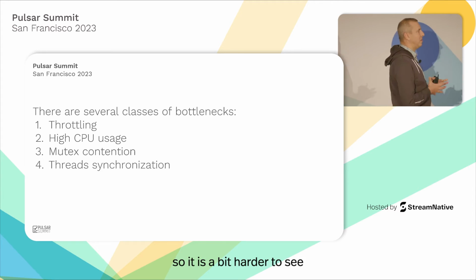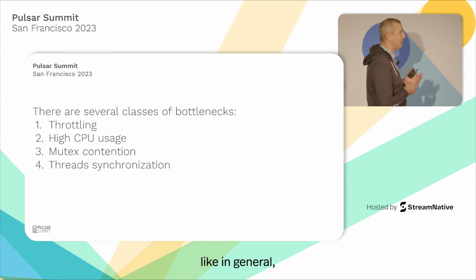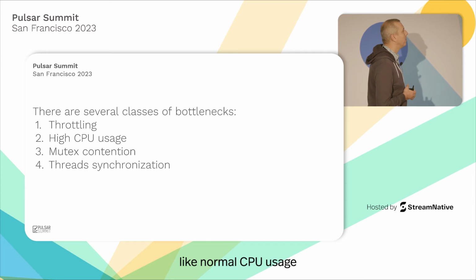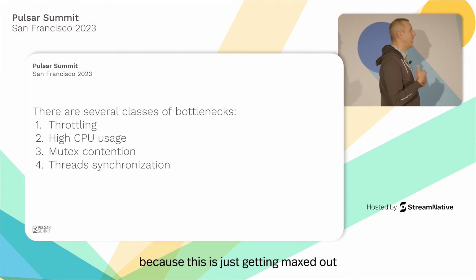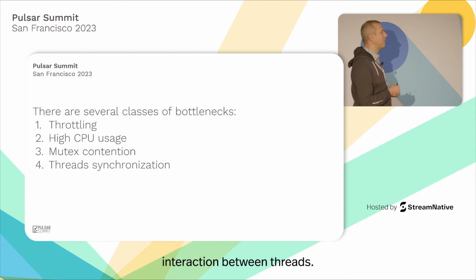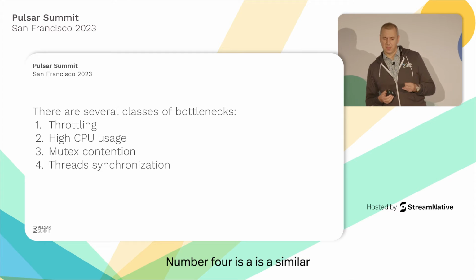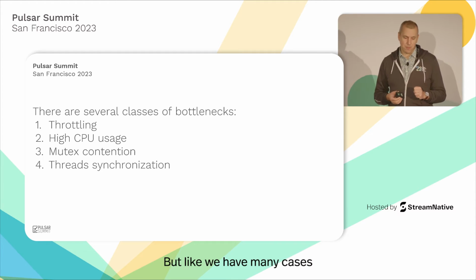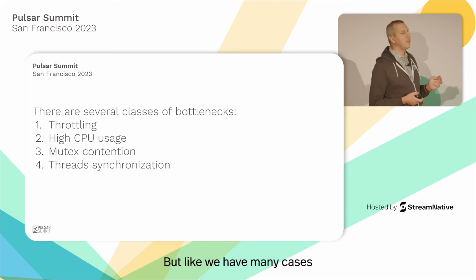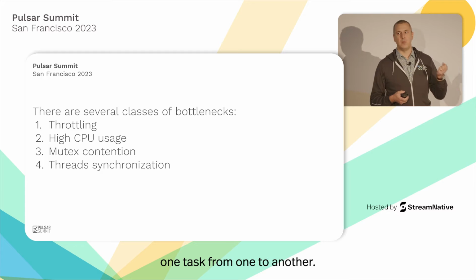So it's a bit harder to see compared to a normal CPU usage, because this is just getting maxed out by all these wait effects and depending on the interaction between threads. And number 4 is a similar problem, but we have many cases in which we have to jump from one thread to another, like basically pass one task from one thread to another.